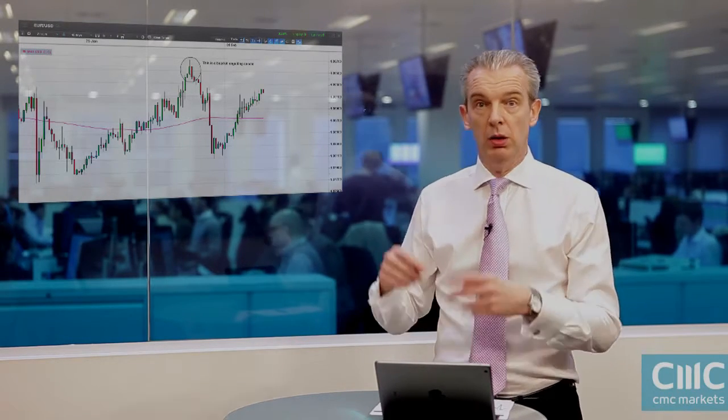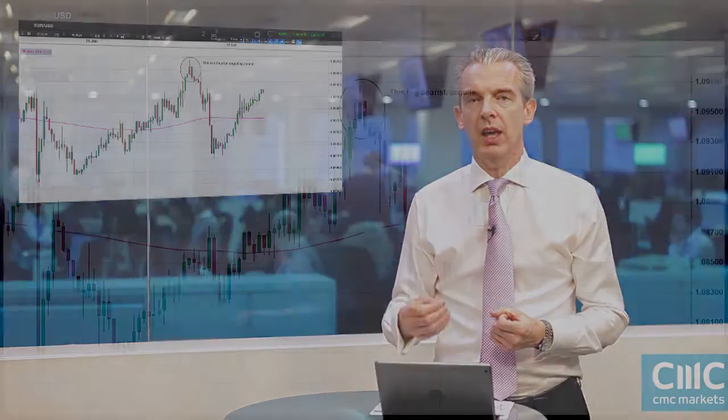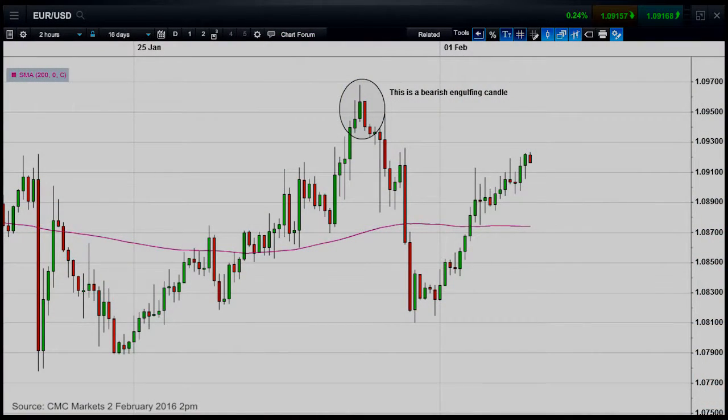Now this, on the other hand, a euro-dollar 2-hour chart, is a valid bearish engulfing candle. Why? Because it comes at the end of an uptrend. We can clearly determine that the uptrend has been in place since around the 23rd, 24th of January, with a succession of higher lows and higher highs, and then we've seen a sharp reversal, a red candle, which has taken out the low of the previous event, in this case 2 hours, and also closed well within the body of the previous candle. So it's engulfed the previous body, which has to be an opposite colour.